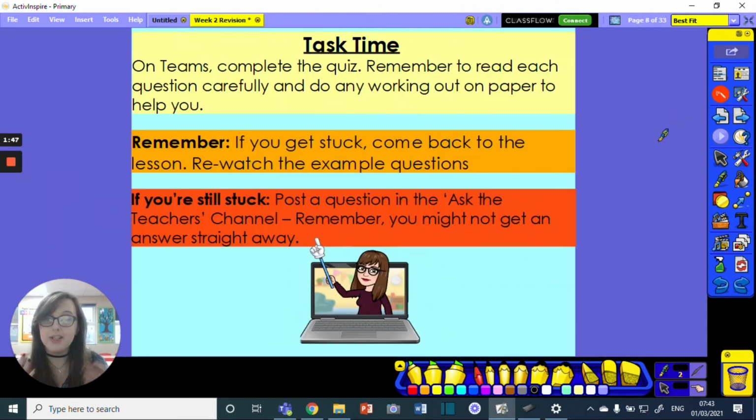Okay, now it's over to you. I'd like you to head on to Teams and have a go at today's task. And remember, if there are any tricky questions, stop, slow down, read them once, read them twice, check for what you know. If you're still stuck, don't worry, just reach out and ask the teachers for help.